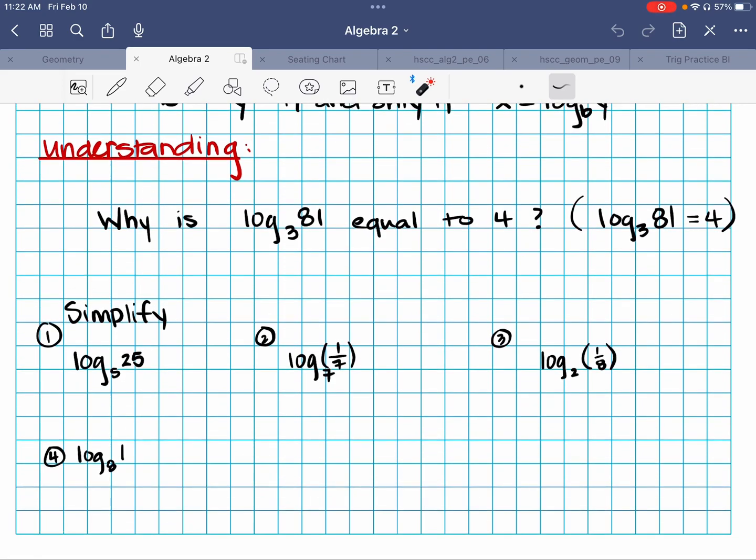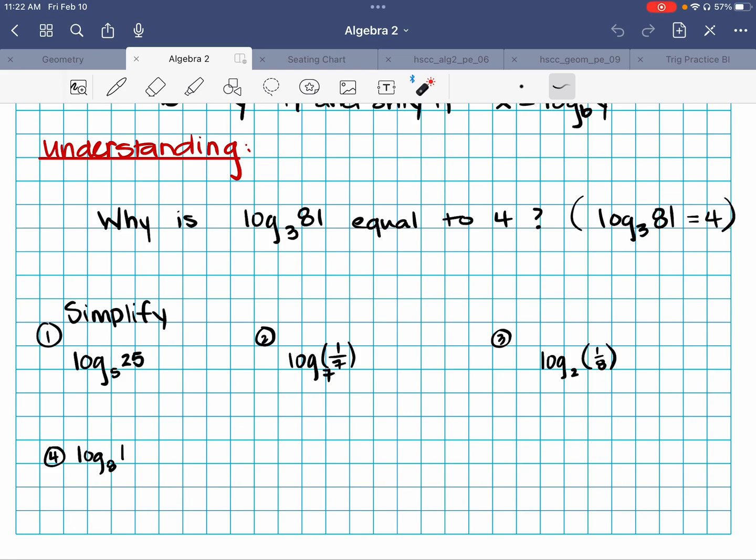So I want to start with a really, I don't want to say simple, but it's a problem that we could probably figure out. So the question is, why is the log of 81 base 3 equal to 4? One more time, notice I said log of 81 base 3.